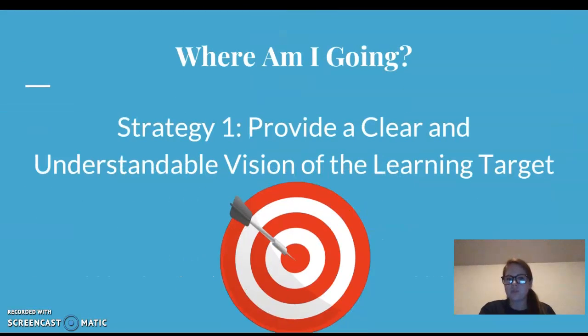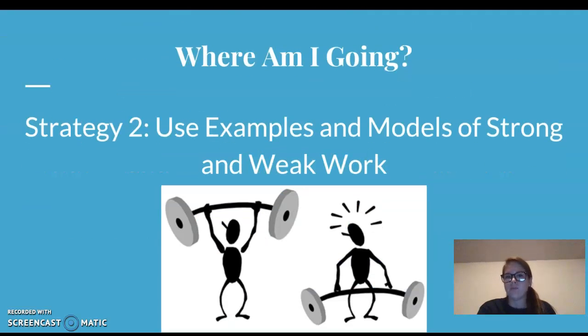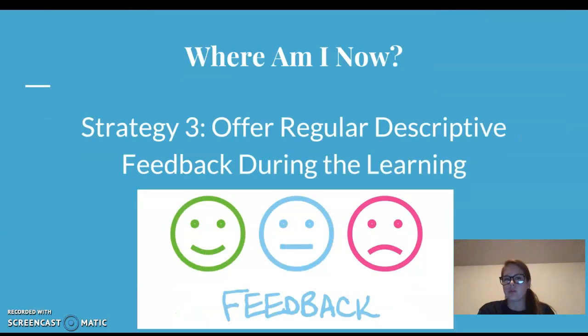So the first strategy, where am I going, is to make sure that we provide a clear learning target for our students. Put it in language that they're going to understand. Put it in words that are going to make sense to them so that they know what we're looking for. The second strategy is using examples and models of strong and weak work so that they also know what we're looking for. What is a good example? What is a poor example? So that they can gauge what they need to do and what their work needs to look like.